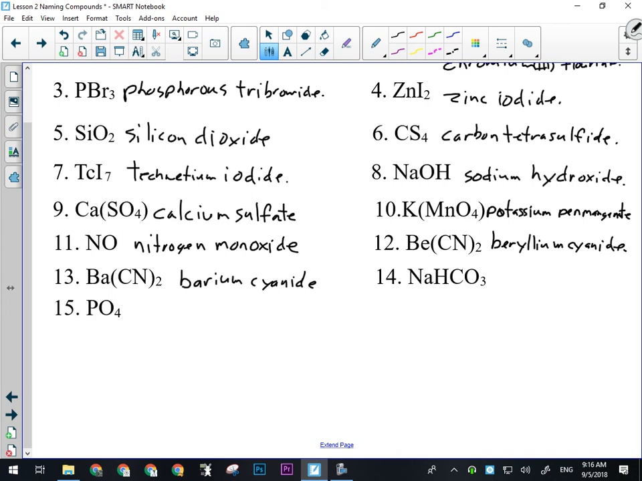What's that? 14, yeah, NaHCO3. Okay, it's close. It's actually something that does go in a lot of foods, though. This is sodium hydrogen carbonate, which is also commonly known as baking soda. We also sometimes call it sodium bicarbonate. That's another name for hydrogen carbonate, bicarbonate. So sodium hydrogen carbonate.